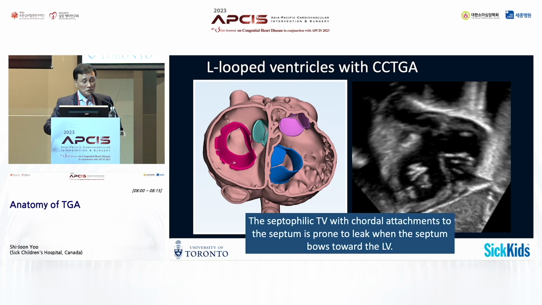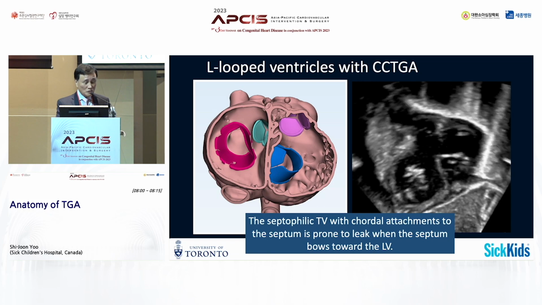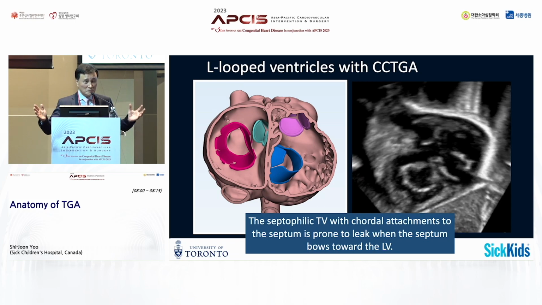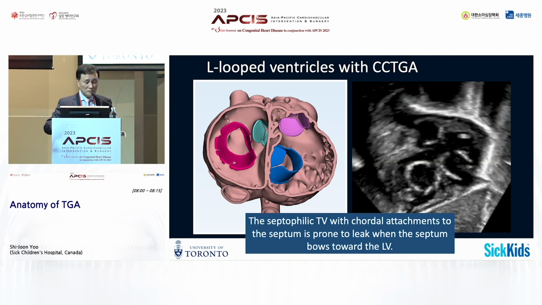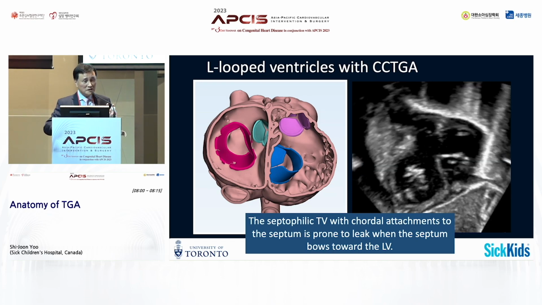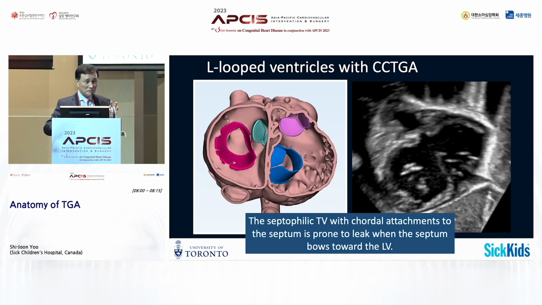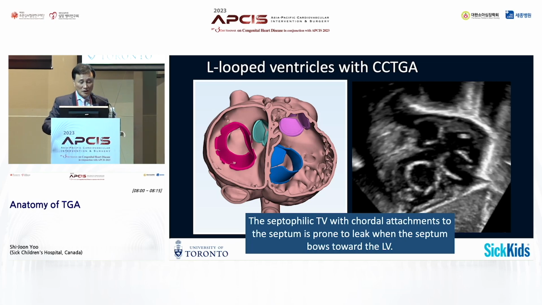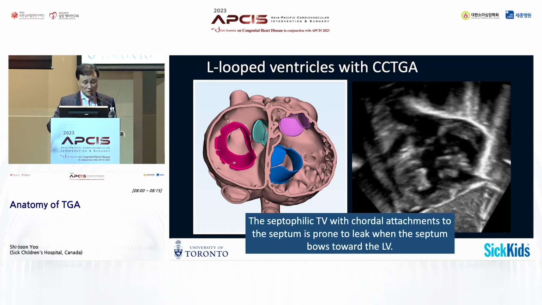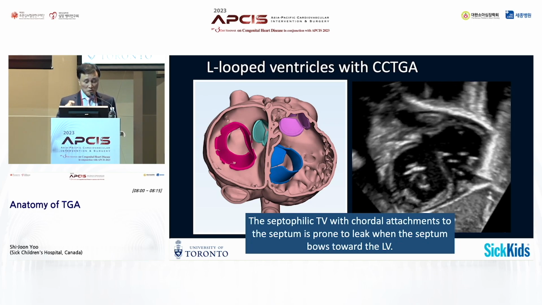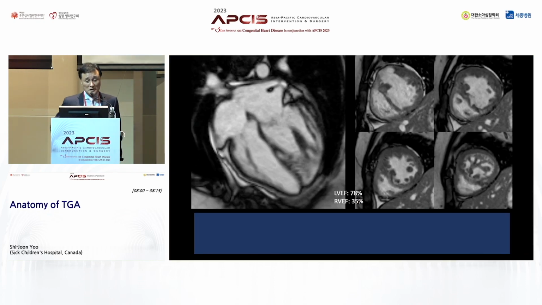Why? If you have right ventricular dilatation, you automatically make the chordae tendineae and papillary muscles spread apart, making your tricuspid valve easily regurgitant. However, if the left ventricle is dilated, because of the septophobic position of the anterior leaflet, that effect is much less. Okay? So what it means is that the septophilic tricuspid valve with chordal insertion to the septum is prone to leak when the septum bows toward the left ventricle. Okay.